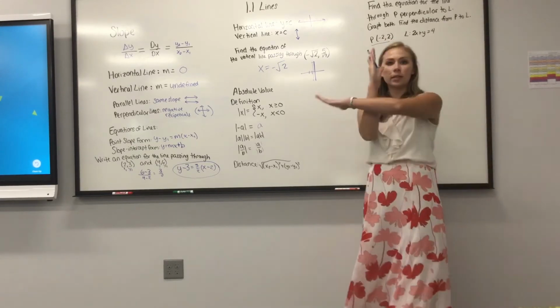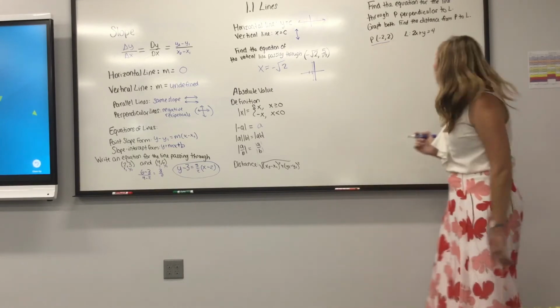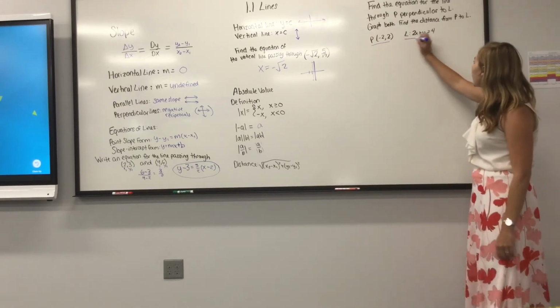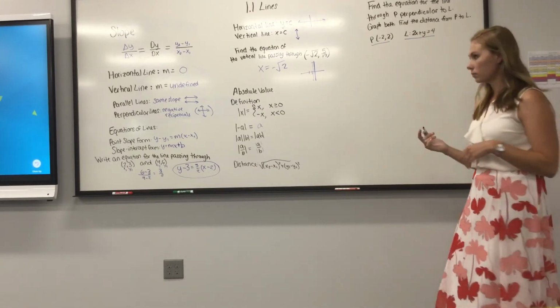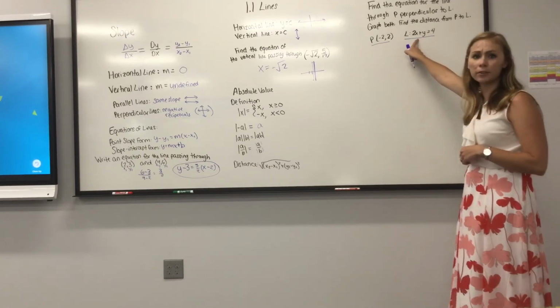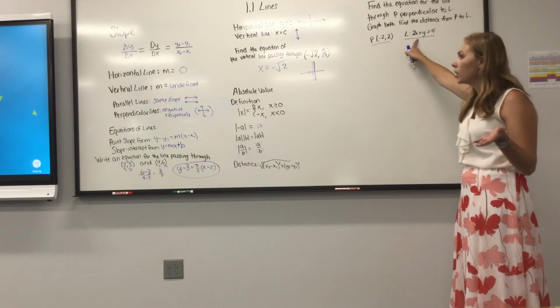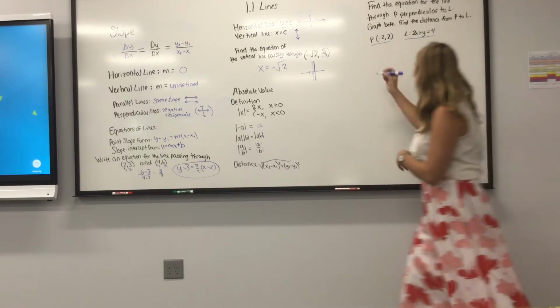So remember, perpendicular means that they're crossing at a 90-degree angle to the line L. And then it wants us to graph them and find the distance from P to L. So our first step is L is in a really funky format. It's actually in standard form. Let's put it into slope-intercept form.